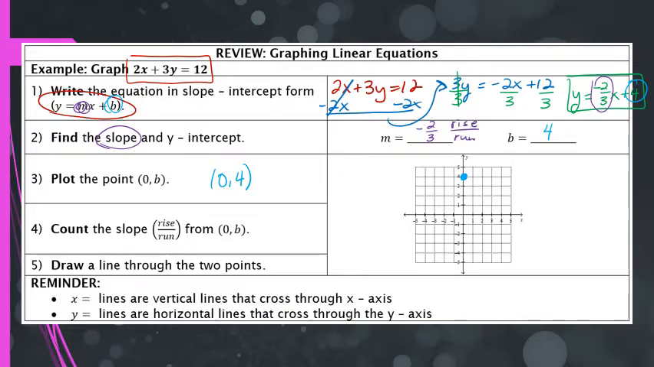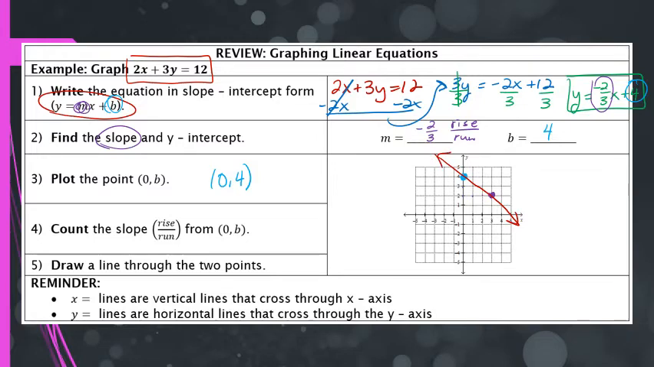So I'm going to rise negative 2, which actually means we're going to go down 2. And then we're going to run, which means left and right, positive 3. This negative only goes with one of your numbers, and I'm going to choose to put it with the 2. So from my blue point, I'm going to go down 2, and then I'm going to go right 3, and make another point. Once you have 2 points, that's all you need. So now I'm just going to connect these dots, and we are done. So that's how you graph a line.